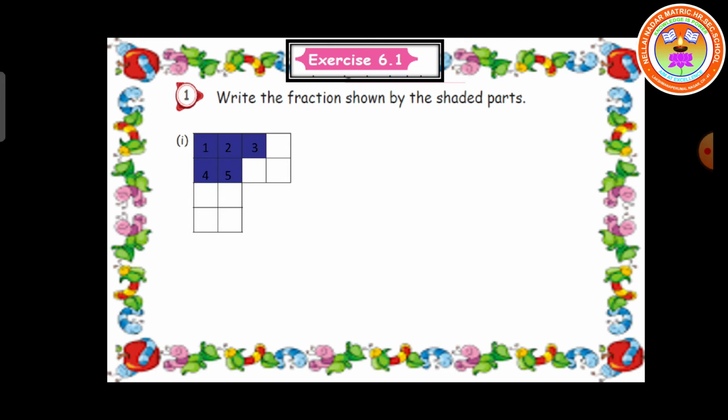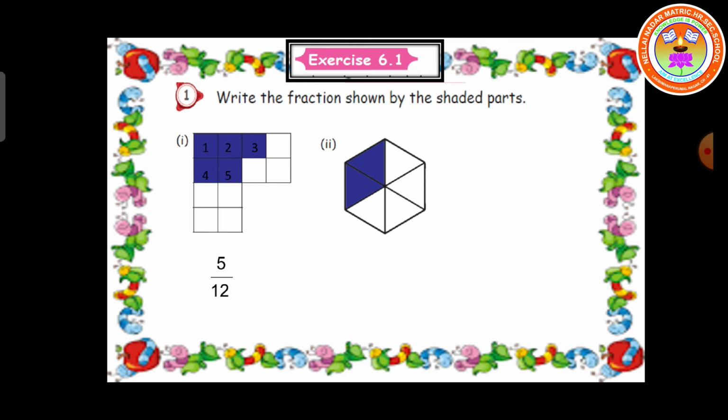Just count. In the first row, that is 4 boxes. Second row, 4 boxes. So 4 plus 4 is 8. Third row, 2 boxes. 8 plus 2 is 10. And fourth row, 2 boxes. So 10 plus 2 is 12. So how will you write down the fraction? Out of the 12 boxes, 5 boxes are shaded. So we can say the fraction is 5 by 12. See the second figure.